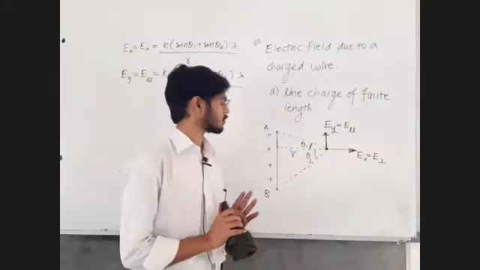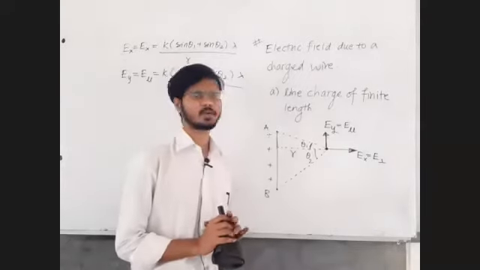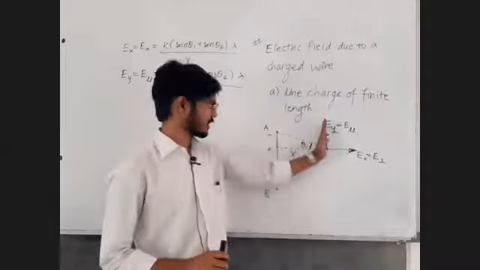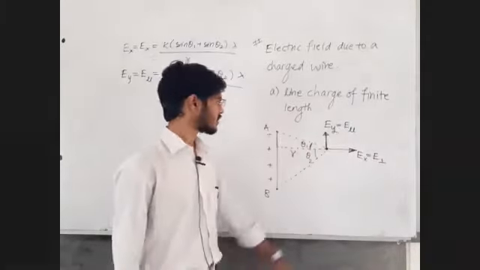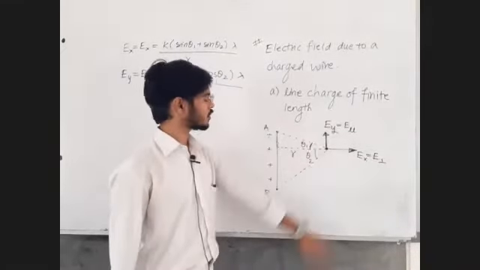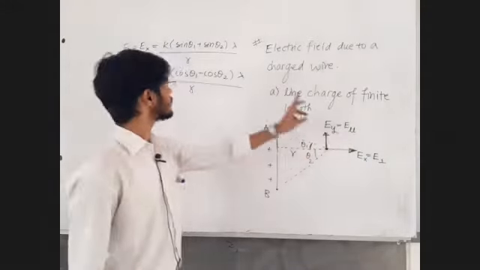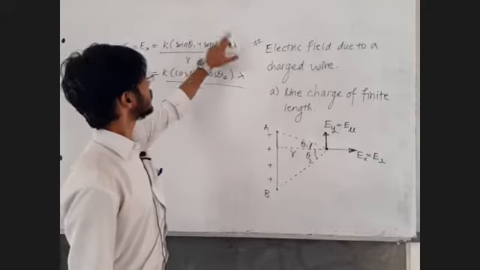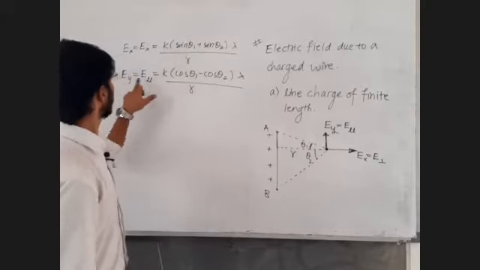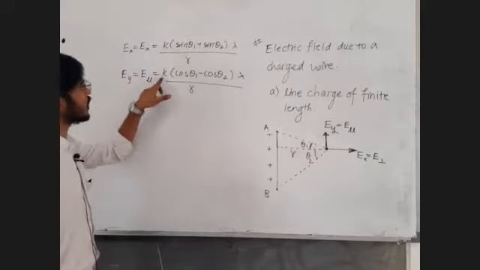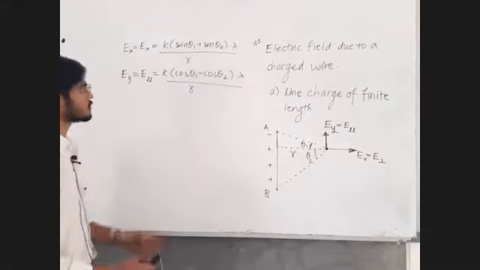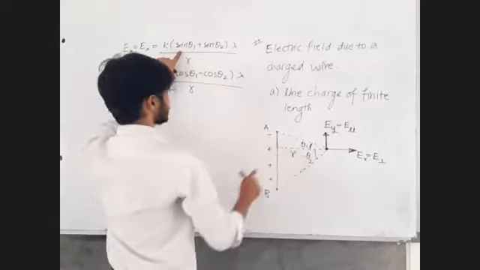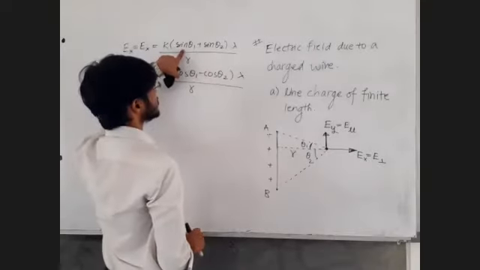Now let me repeat the thing. First of all, we discussed that there will be two components of electric field. The first will be perpendicular to the given wire and the second will be parallel to the given wire. What is the perpendicular component? Sir, perpendicular component is K into some value into lambda upon R, and the parallel component is also K into some value into lambda upon R. What is this some value? It is sin theta 1 plus sin theta 2.